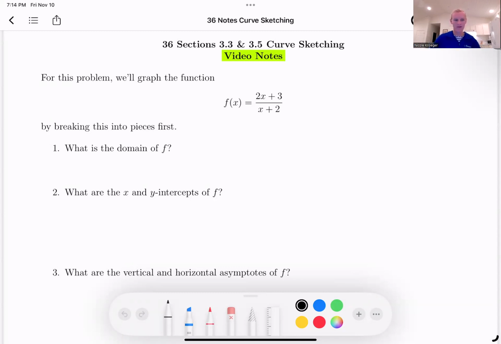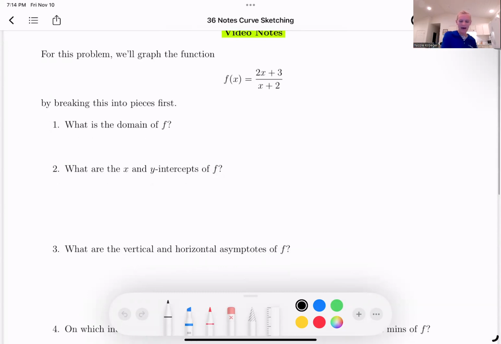The first thing I want to know is what's the domain of this function? For this particular function, we just have to worry about where the denominator is 0. The denominator will be 0 at x equals -2. So the domain is all real numbers except for -2.